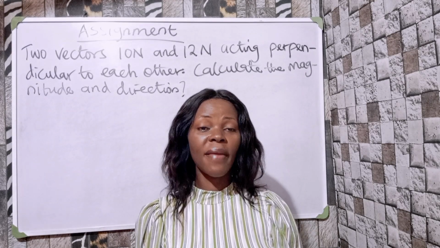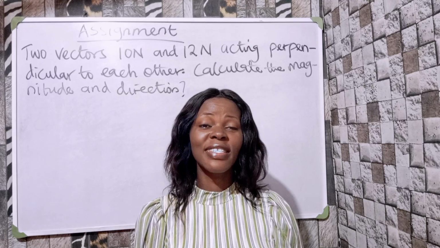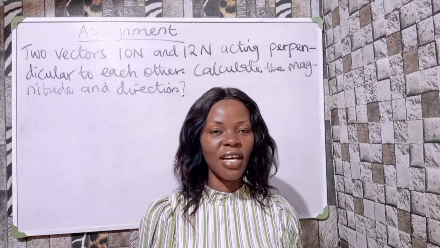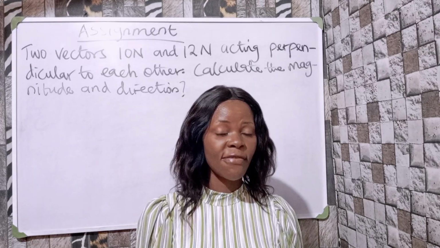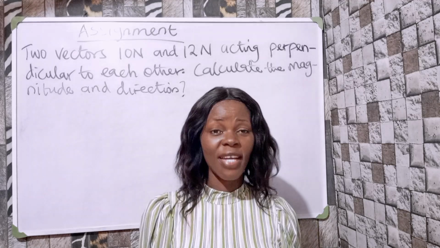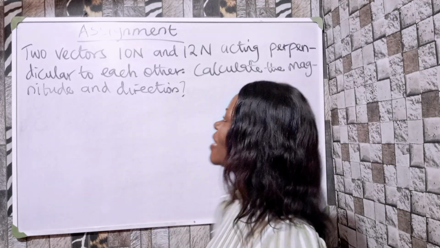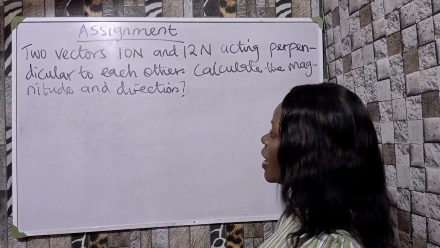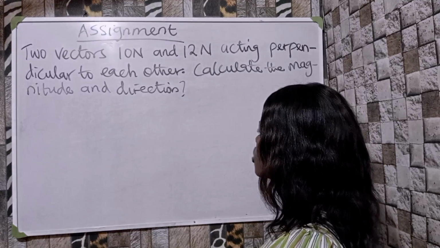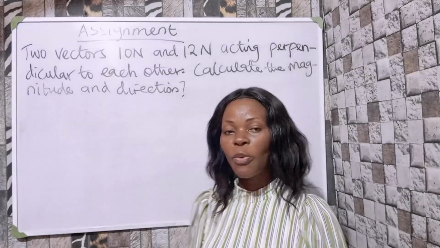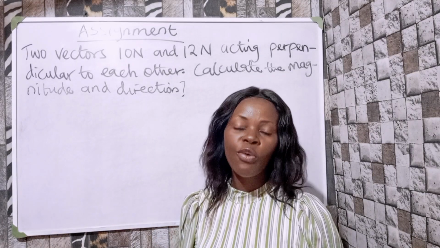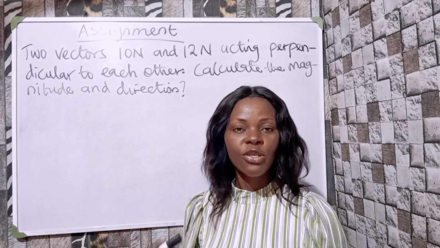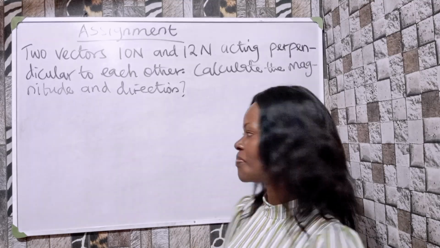Today I'm going to look at a problem I gave on vectors inclined at right angle, or vectors inclined perpendicular to each other. I want to solve the assignment I gave so I can confirm if your answer is correct. Stay tuned. Two vectors, 10 Newton and 12 Newton, acting perpendicular to each other. Calculate the magnitude and direction. When you hear the word perpendicular, it means that the vectors are inclined at right angle. So let us see what we have on the board.